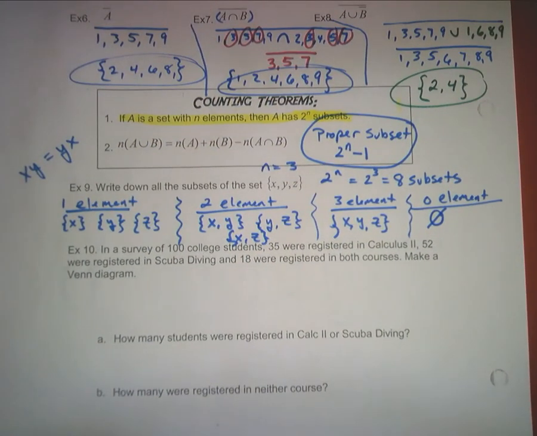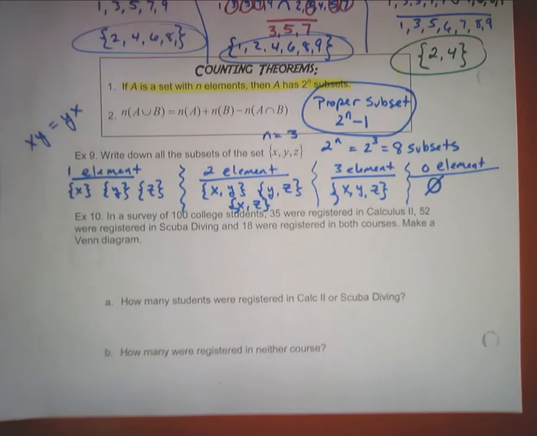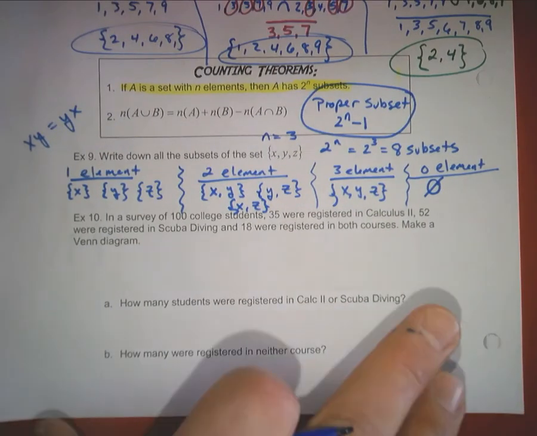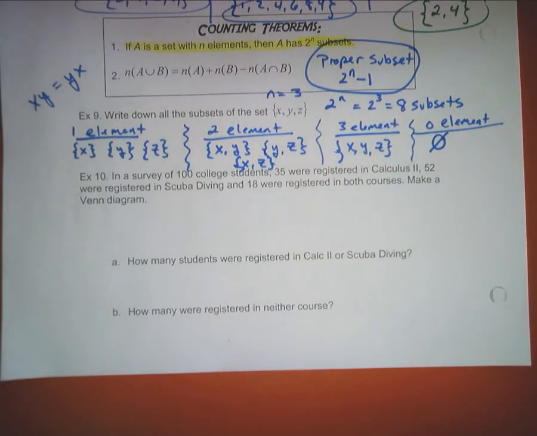All right. Last but not least, before we get out of here, we got a few more minutes left. Example 10, last question of the day. And again, you guys have a worksheet for homework. It says in a survey of 100 college students, 35 were registered in Calculus 2 and 52 were registered in scuba diving. And 18 were registered in both courses.